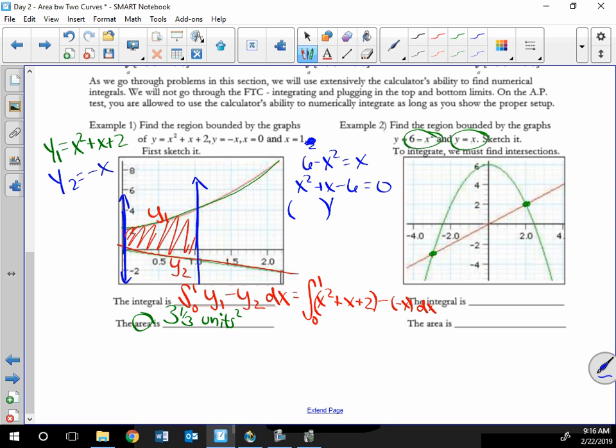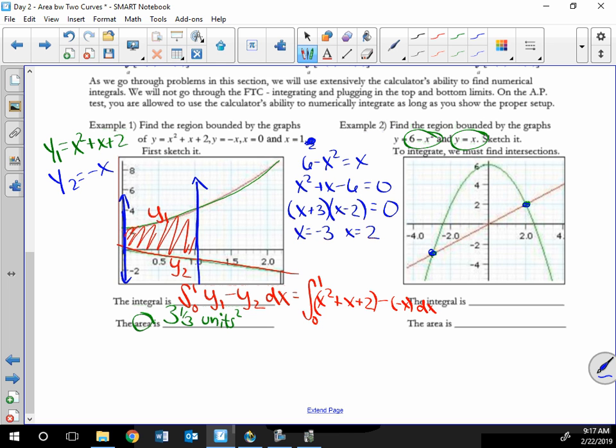Let's factor. x plus 3, x minus 2. x equals negative 3, x equals 2. And that should look about right. So then those are going to be our x bounds for our integral.